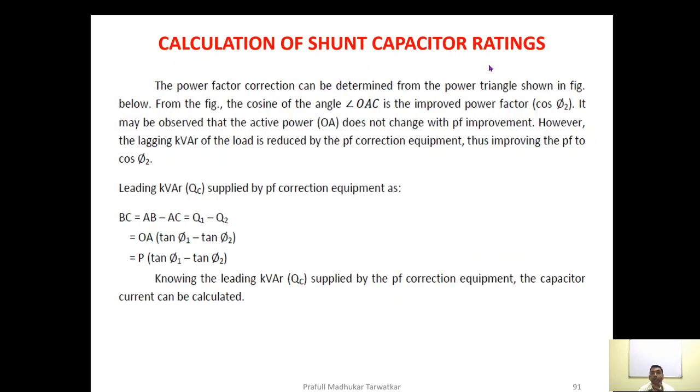Now, how to calculate how much capacitor kVAR is required to improve the power factor? The simple formula is: leading kVAR supplied by the power factor correction equipment equals P times tan phi 1 minus tan phi 2. P is the overall rating of the power, that is the actual power or the load power. Tan phi 1 is for the power factor before the power factor correction, and tan phi 2 is after power factor correction. Let us discuss this with respect to the phasor diagram.